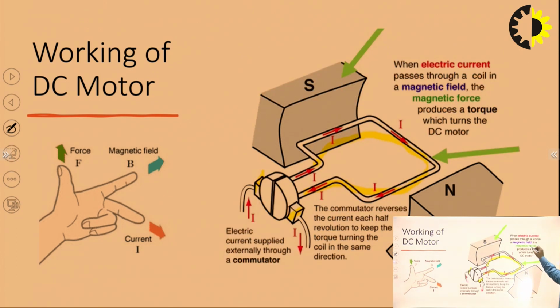Now, when it produces a magnetic field and produces a torque, the commutator then reverses the current each half revolution to keep the torque turning the coil in the same direction. As I discussed earlier, this commutator reverses the current direction. As the current direction is reversed, the polarity will be reversed, then poles will repel each other and it will keep on rotating. So electric current is supplied externally through a commutator, right? So this is how we achieve a continuous motion and a constant torque is produced.